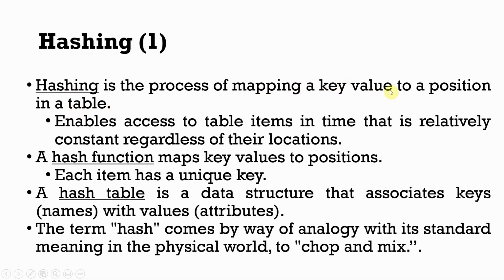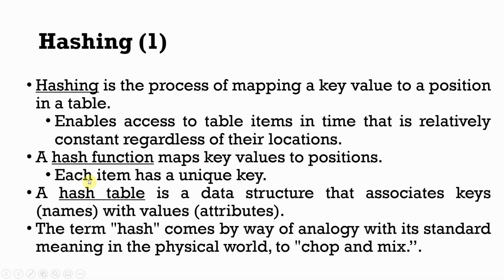The key values can have any range. They can be integers, doubles, or characters. We try to map them to an integer number which represents a position in a table. This enables access to table items in time that's relatively constant regardless of their location. The function that does this mapping is called a hash function. It maps key values to positions in a table or in an array.